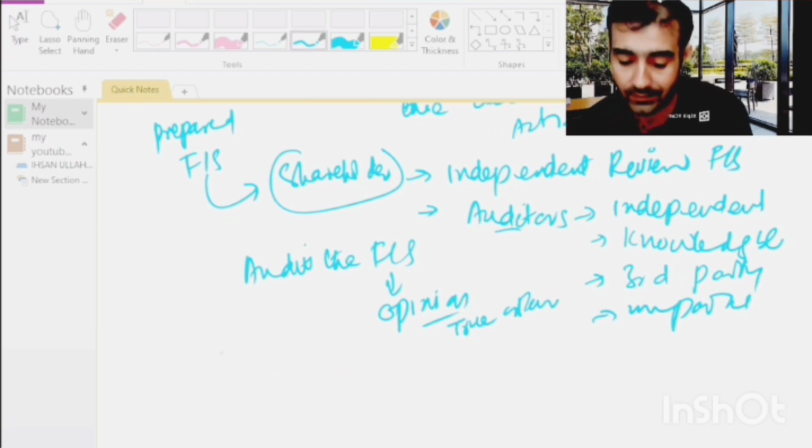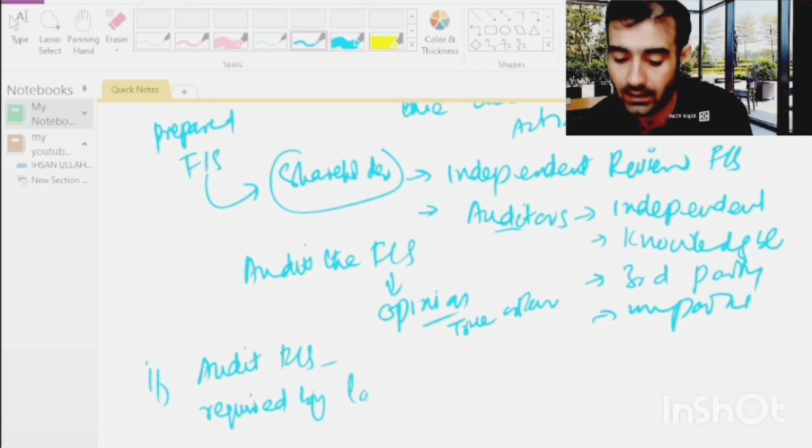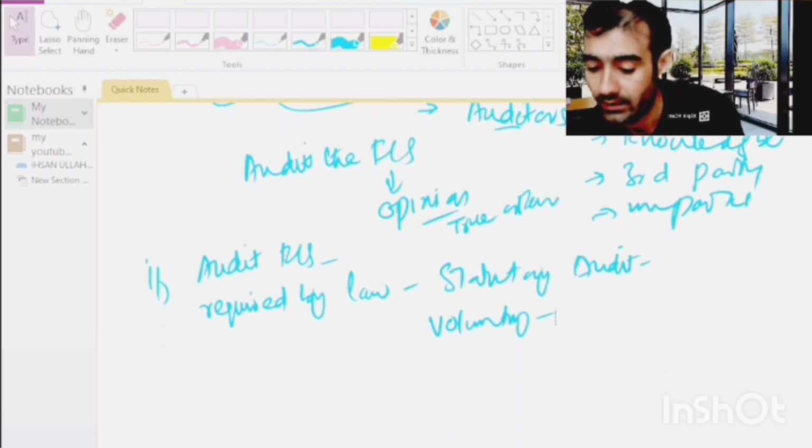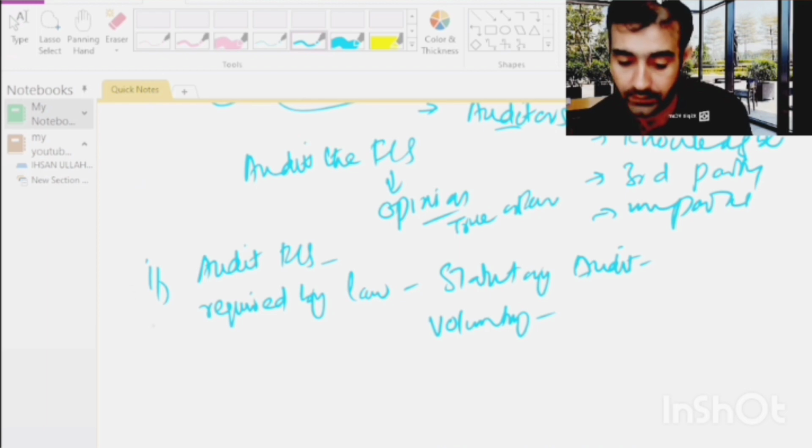We have also discussed that if the audit of the financial statements is required by law, then we call that a statutory audit. Okay, and if it is not required by law, and someone is doing it voluntarily, then why are they doing this? Because there are some benefits of the audit. Let me write the benefits for you guys. What are the benefits of the audit?